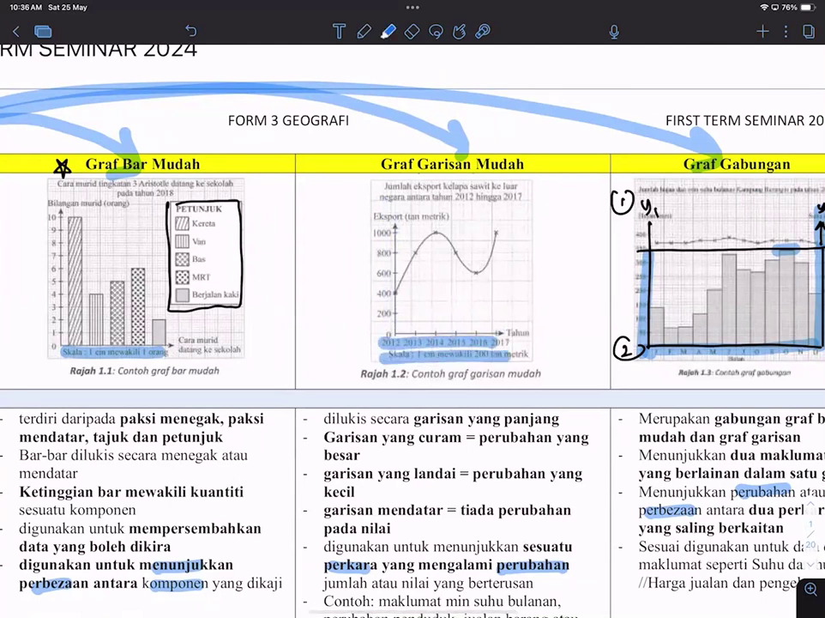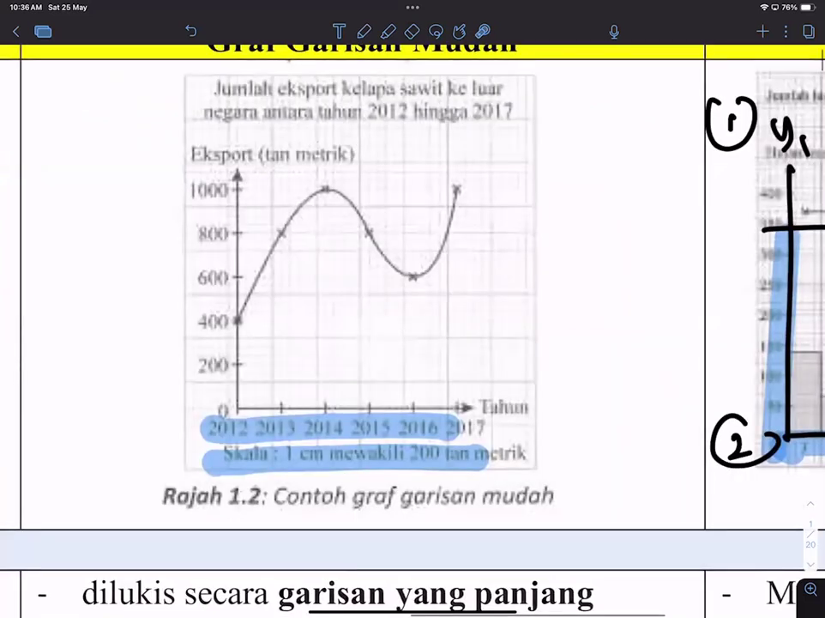Another line is for your scala. So which means this is just to prepare 1 cm. So for graph garisan, we prepare 2 cm. If you forgot about the 2 cm steps during your exam, you only prepare like your graph bar, preparing 1 cm only. Then within the 1 cm, you try to write down the scala on top, and then you try to write down the labeling on top.